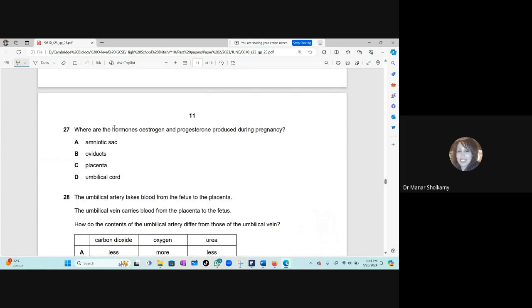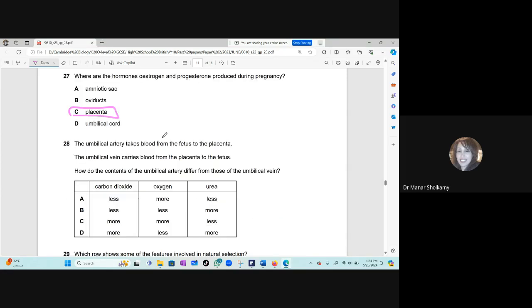Where are the hormones estrogen and progesterone produced during pregnancy? Amniotic sac, oviducts, placenta, umbilical cord. C. Placenta. Yes, placenta. Okay. Mainly it's the progesterone, but some estrogen is always produced actually the whole time.